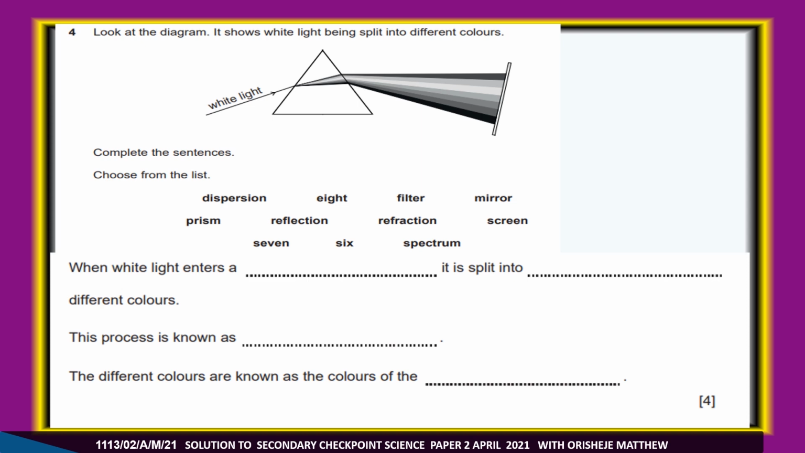Look at the diagram. Question 4. It shows white light being split into different colors. Choose from the list. When white light enters a prism, it is split into 7 different colors. This process is known as dispersion. The different colors are known as a spectrum.